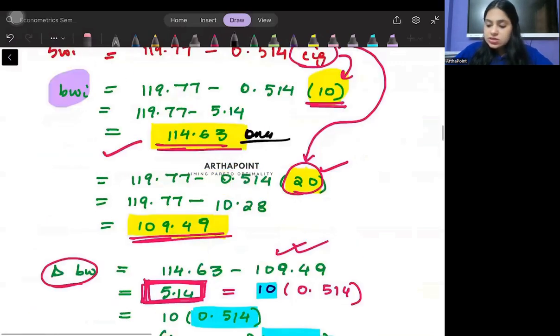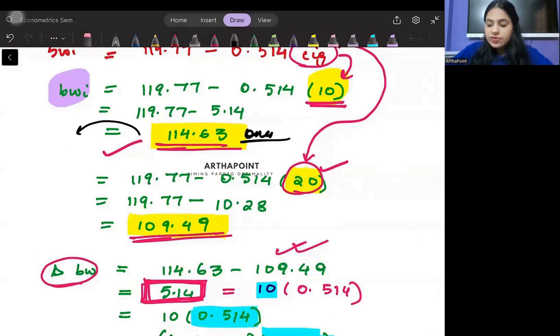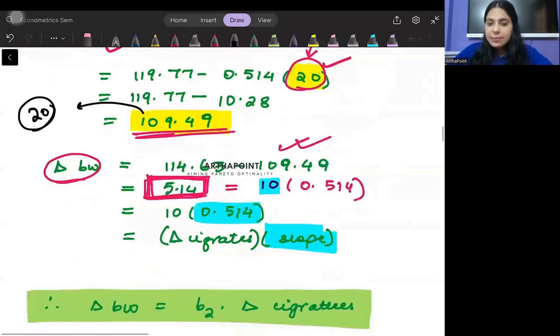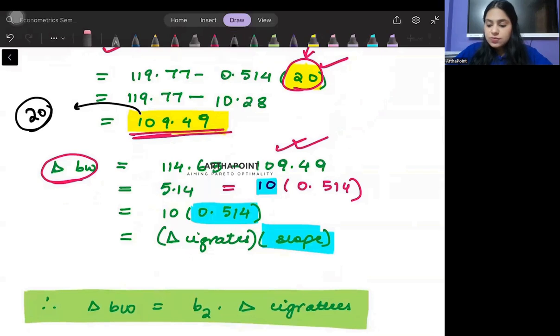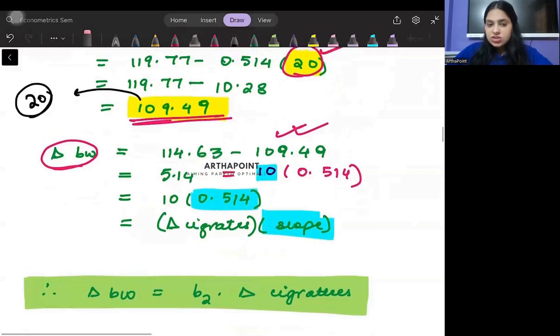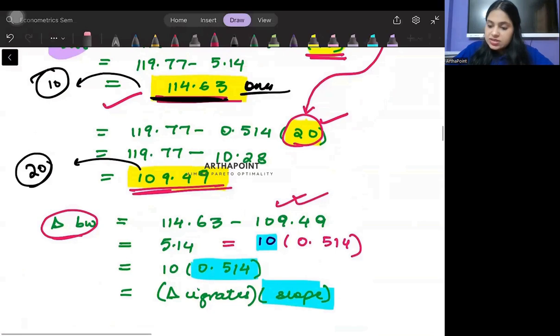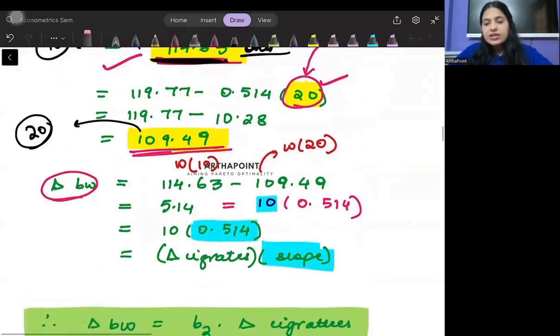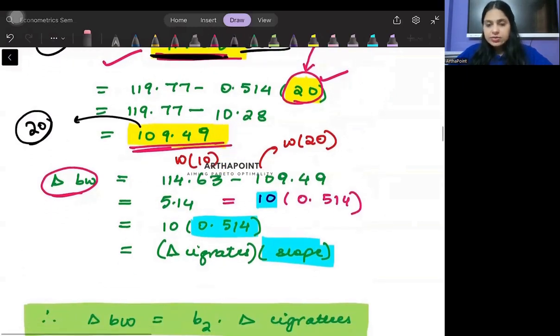This was the weight when 10 cigarettes were smoked, and this was the weight when 20 cigarettes were smoked. So it was nothing but the gap in the number of cigarettes smoked, right? That is 10. Acha, just think about it. This is the weight when 10 cigarettes were smoked, and this is the average weight when 20 cigarettes are smoked. So I am doing 10 minus 20. Remember that.